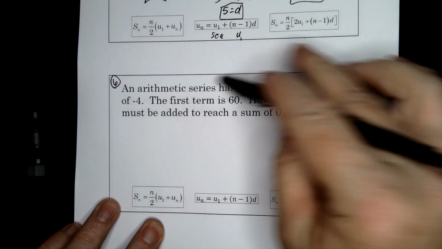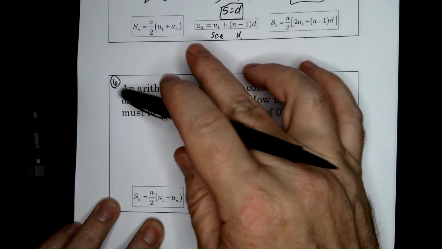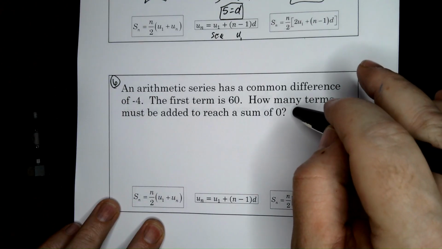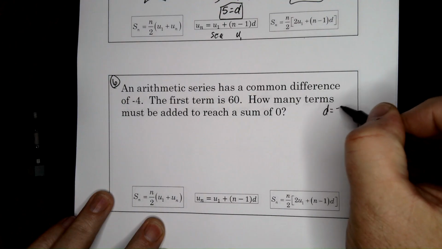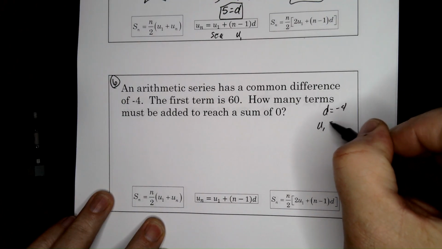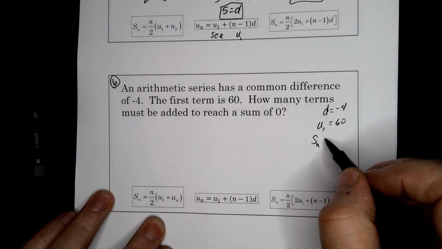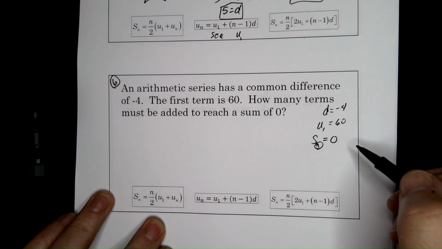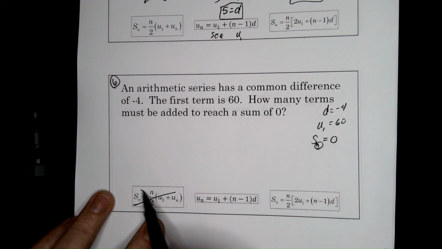All right, number 6. An arithmetic series has a common difference of -4. The first term is 60. How many terms have to be added until we get to 0? This is a tricky one right here. So check this out. We know that D is -4, and we know the first term is 60, and we don't know N, right? But we do know we want to figure out what is N when the sum is 0. So knowing D and the first term means I can't use this formula because I don't know Un, so I have to use this one right here.